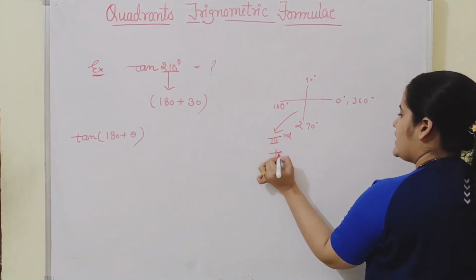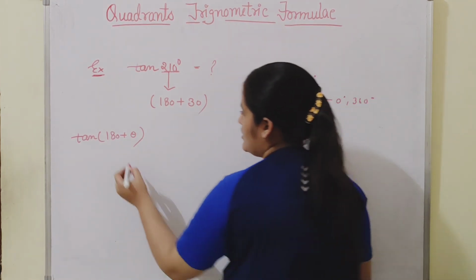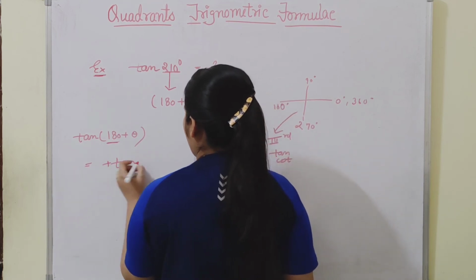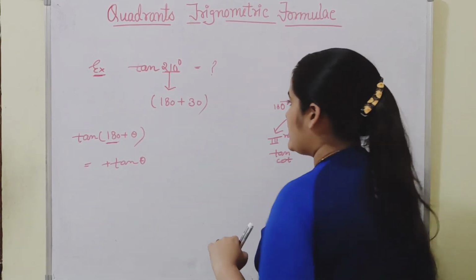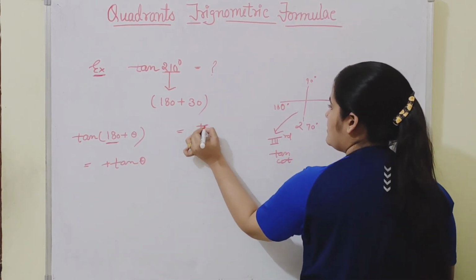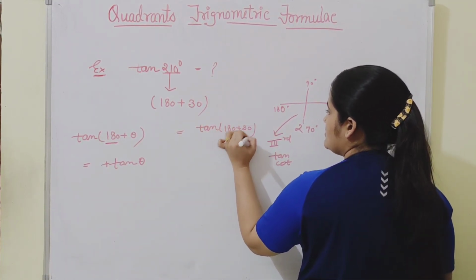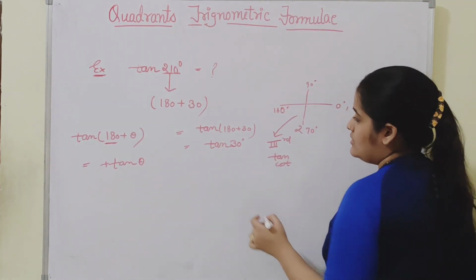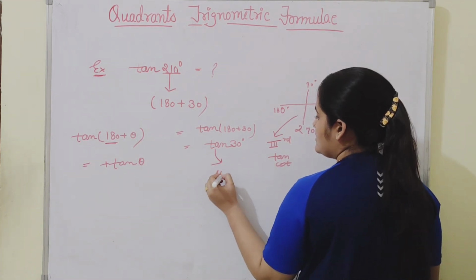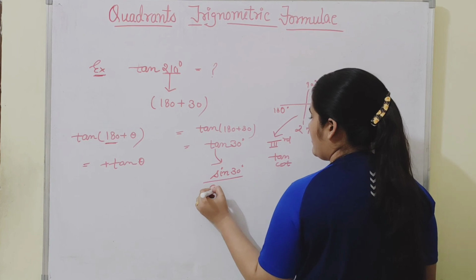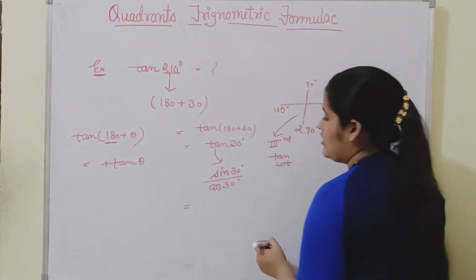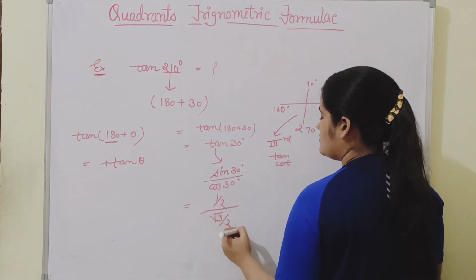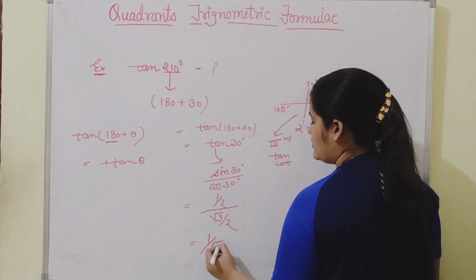In the third quadrant, tan and cot have a positive value. So here 180 degree is being there, so tan is not changed. The value is plus tan theta. So tan 180 plus 30 has the value tan 30 degree. We can also write it as sine 30 degree divided by cos 30 degree. You know the value of sine 30 degree? 1 by 2. Cos 30 is root 3 by 2. So here the value is 1 by root 3.